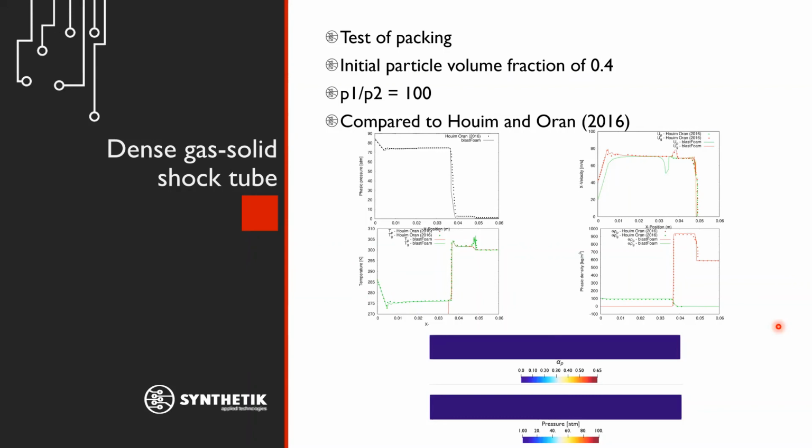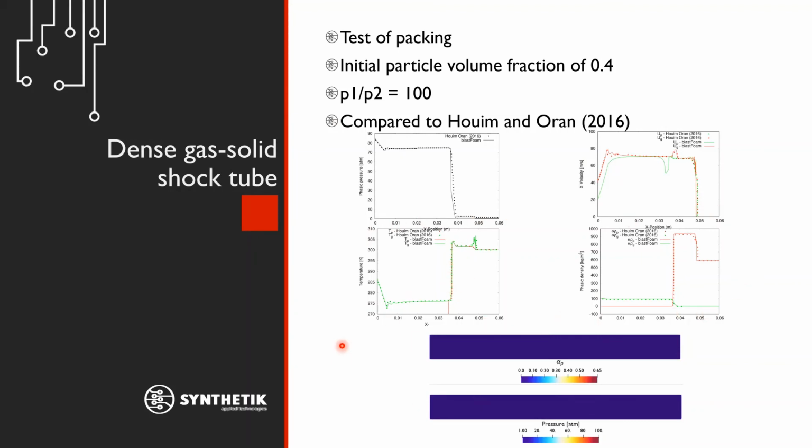So the initial particle volume fraction is going to be 0.4, and we're going to have a pressure differential of 100. So a stronger shock than before. Again, this is compared to Houim and Oran 2016. This one is not quite as clean as the last one, but you can see we still match pretty well with pressure. We have velocity, temperature, and density.